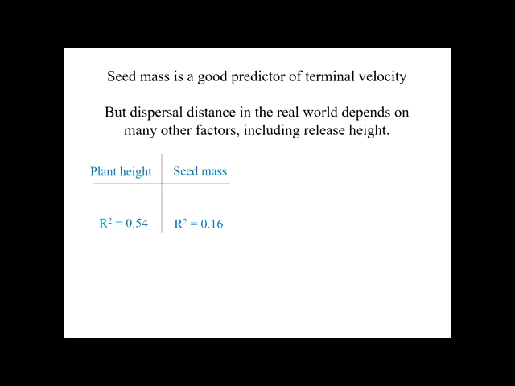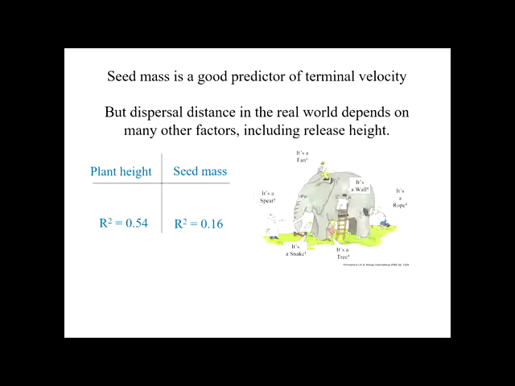And in fact, if you look at the relationship between plant height and seed dispersal distance, you find it's much, much stronger. There is no relationship between seed size and seed dispersal distance. So if you want to know how far a seed is going to go, look how tall the tree is, not how big its seeds are. So again, we were looking at a part of the picture, but not the whole thing.